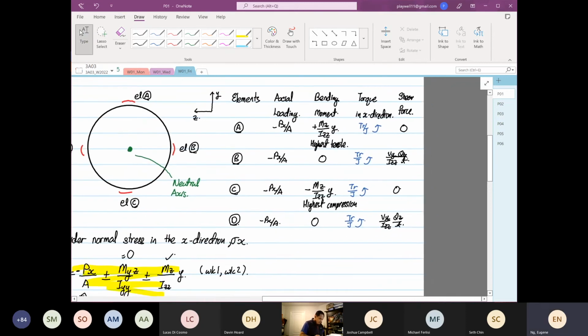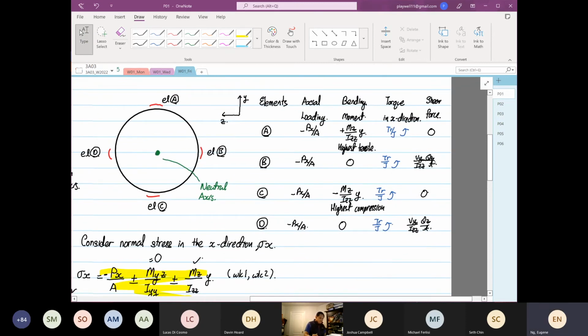After our analysis, we go into this table. We locate elements at 4 different positions: element A, element B. So element A is positioned here, then B, C, and D. And then we also define what stresses they carry. For axial load, all elements carry a stress of P_x over A.